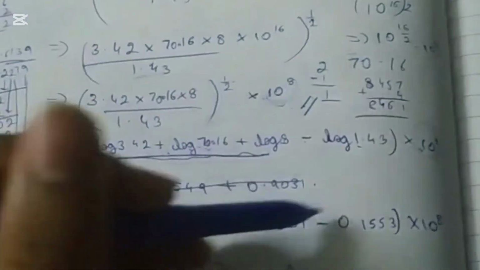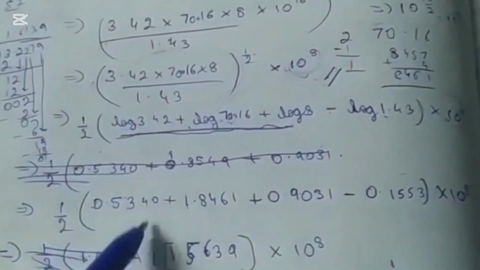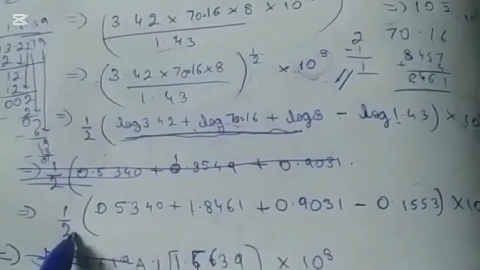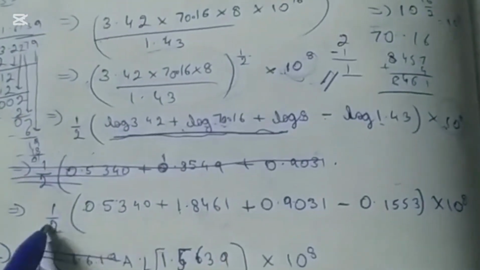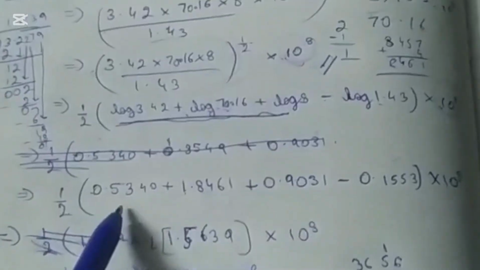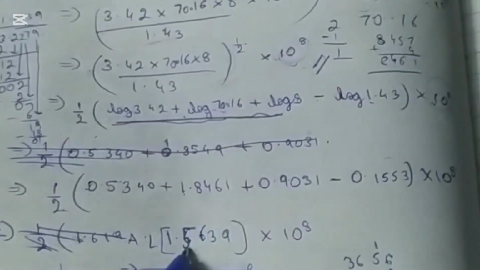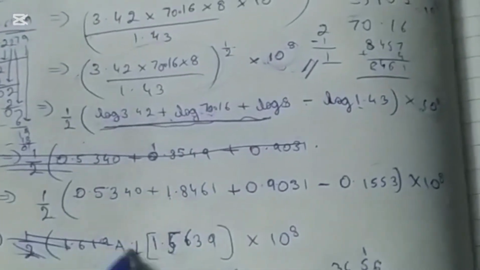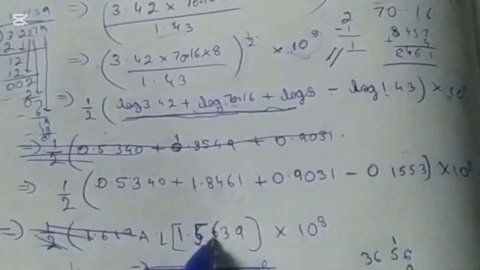I got all the log values, I calculated, and then I get the overall value. I multiply it by 1 by 2, and then I get this overall as 1.5639. I directly will apply anti-log because now I have to change it to the normal value. I have to remove the logarithm function now. So for that, I'm gonna go for the anti-log. I check this out.